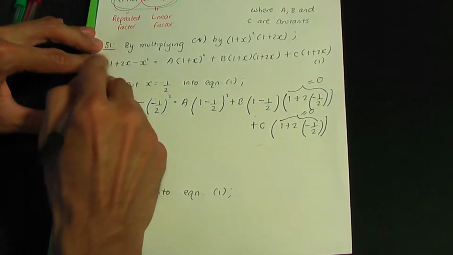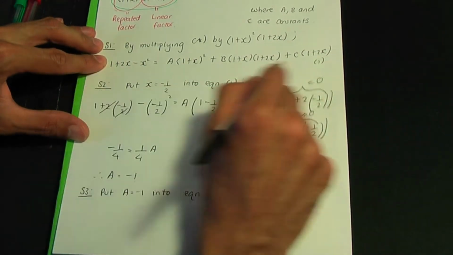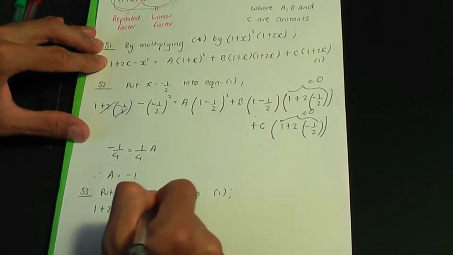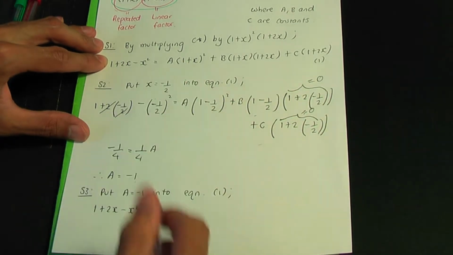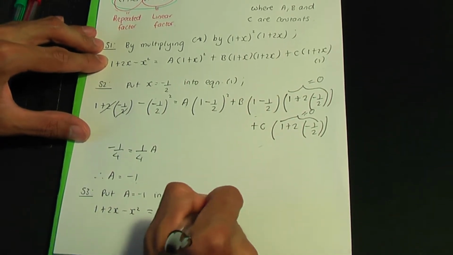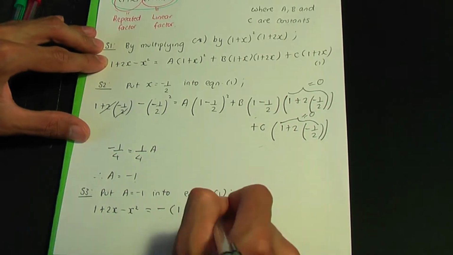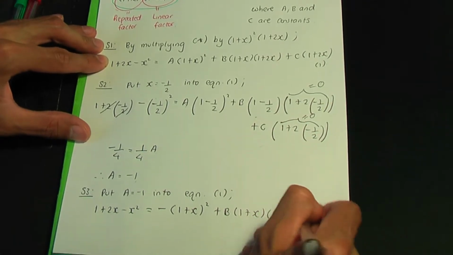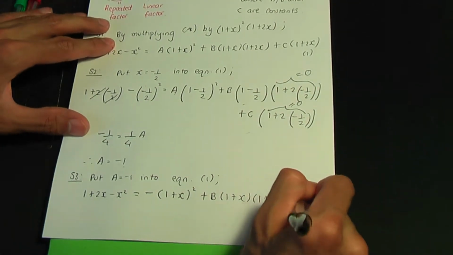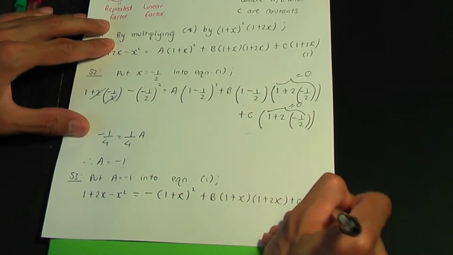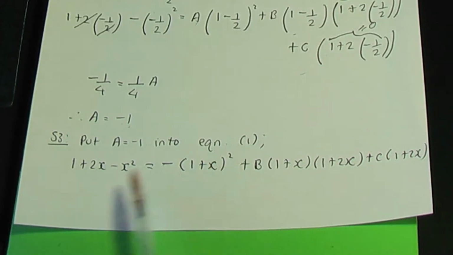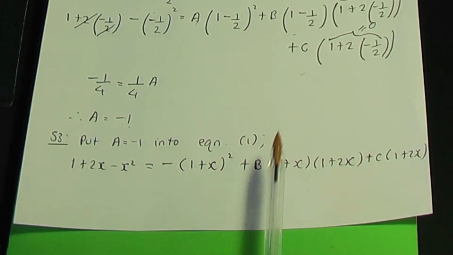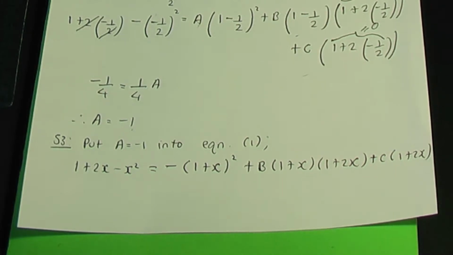So by doing this, here's equation 1 that I've named: 1 plus 2x minus x squared is equal to a into 1 plus x squared, plus b into 1 plus x into 1 plus 2x, plus c into 1 plus 2x. Now from here, we've got constants b and c to determine. So let's choose a value of x to work out one of them.